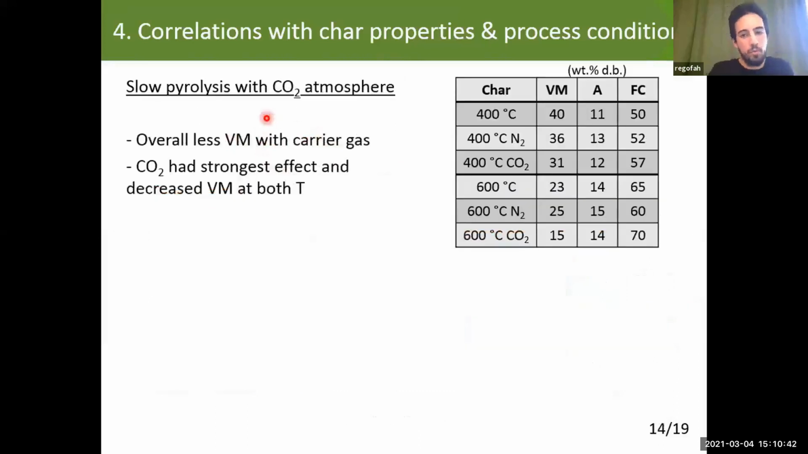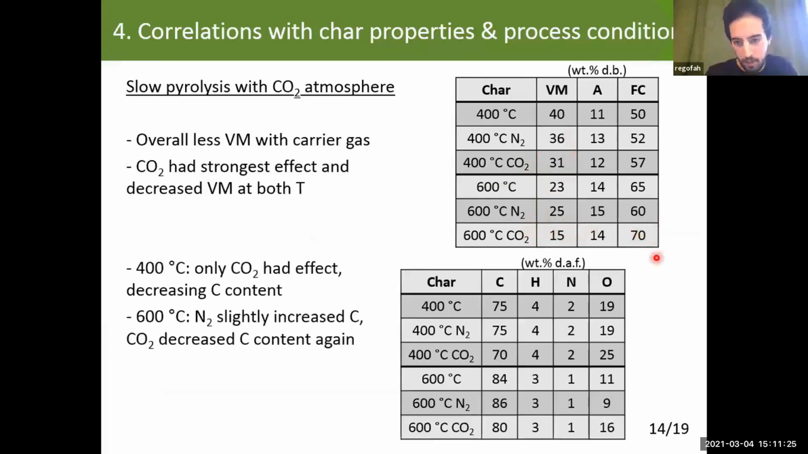And then looking at the CO2 experiments, I saw that overall, using a carrier gas, either nitrogen or CO2, the volatile matter decreased, which is related to reducing the contact time between the vapors and the chars. So you can sweep out some molecules, even some tars, from the reactor, so they won't stay in the char. That reduces the volatile matter. And I saw that CO2 had a stronger effect than nitrogen, so there is something occurring with the CO2 compared with the nitrogen. There's a stronger decrease in volatile matter and a larger increase in fixed carbon.